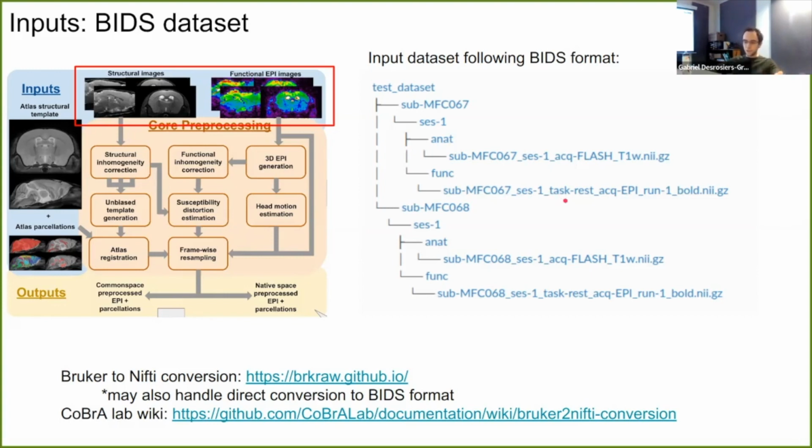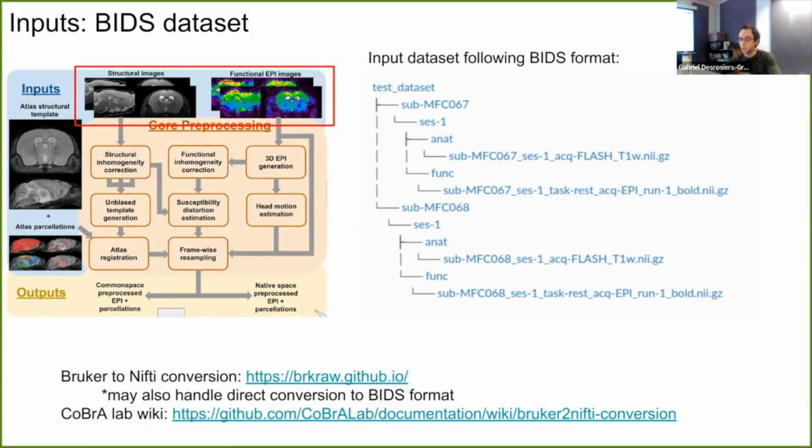And maybe of interest to you, if you have some raw Bruker files that you want to convert to NIfTI, what we're using in our lab is this Bruker raw package. You can check it out. It might even be able to handle a direct conversion to BIDS, although I haven't been able to make it work myself, but maybe others in my lab have. Anyway, they're supposed to be able to do that in principle. And otherwise, we also have a lab wiki that describes how we're doing this if you're interested.